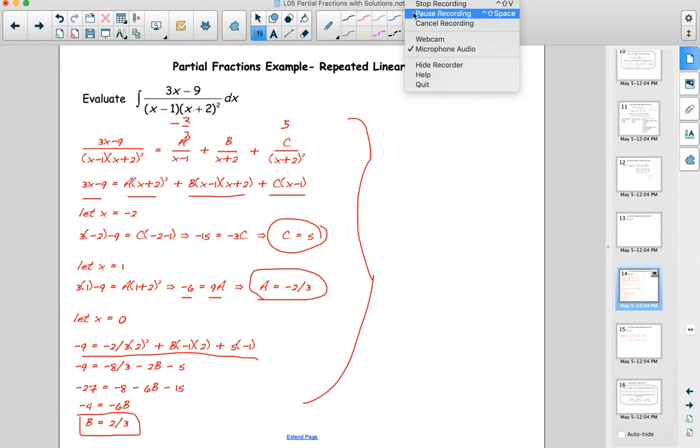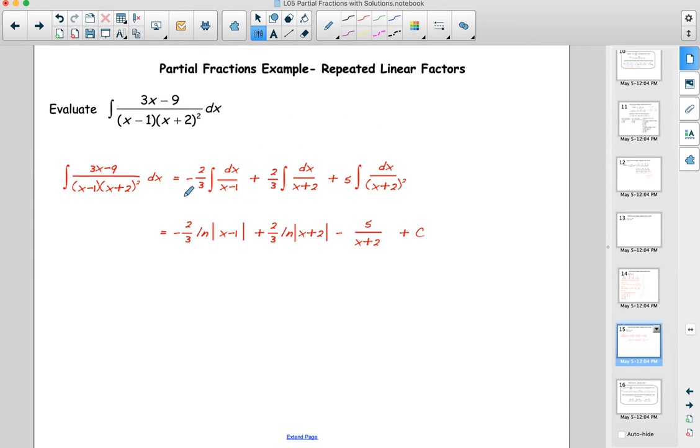So another time to ponder pause. All right, so resuming, when I move to the next slide, we're going to have the integral of -2/3 over x - 1 plus 2/3 over x + 2, and then we're going to have 5 over (x + 2) all squared. And I might just simply have jumped straight to -2/3 times the integral of dx over x - 1 plus 2/3 times the integral of dx over x + 2 plus 5 times the integral of dx over (x + 2) squared. And that's exactly what I did here. You don't necessarily need to write that other step in.